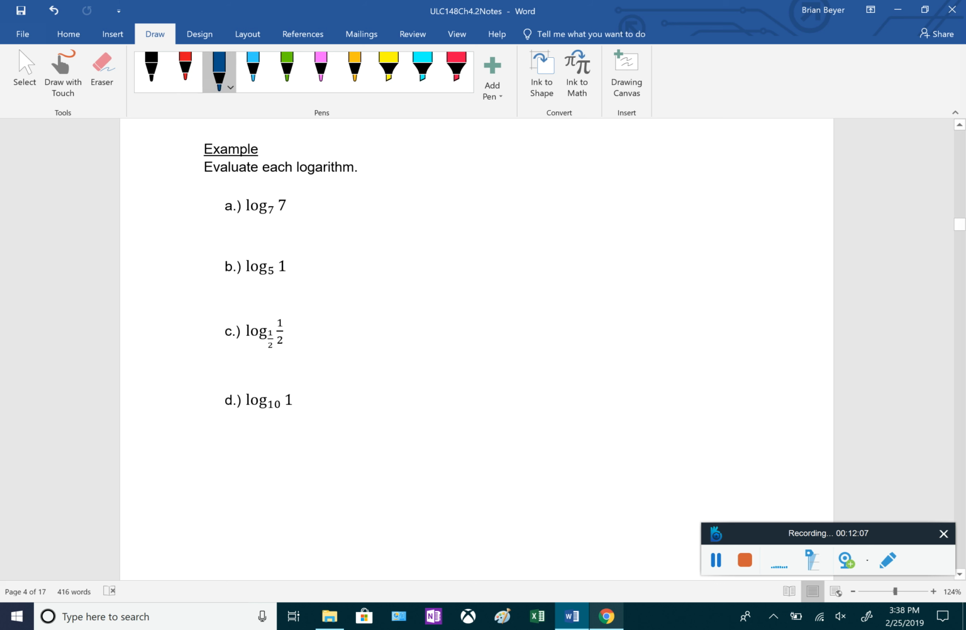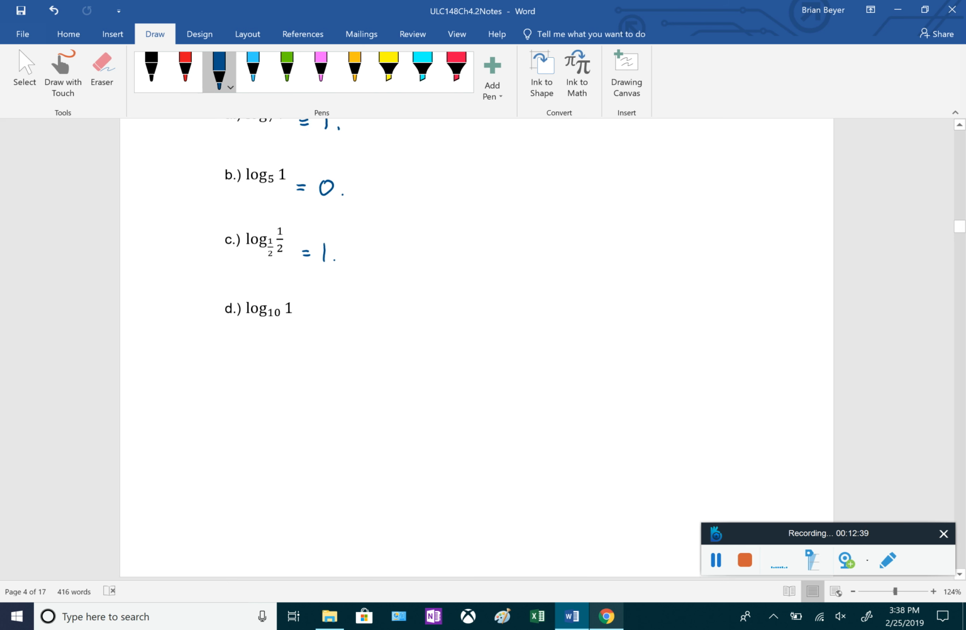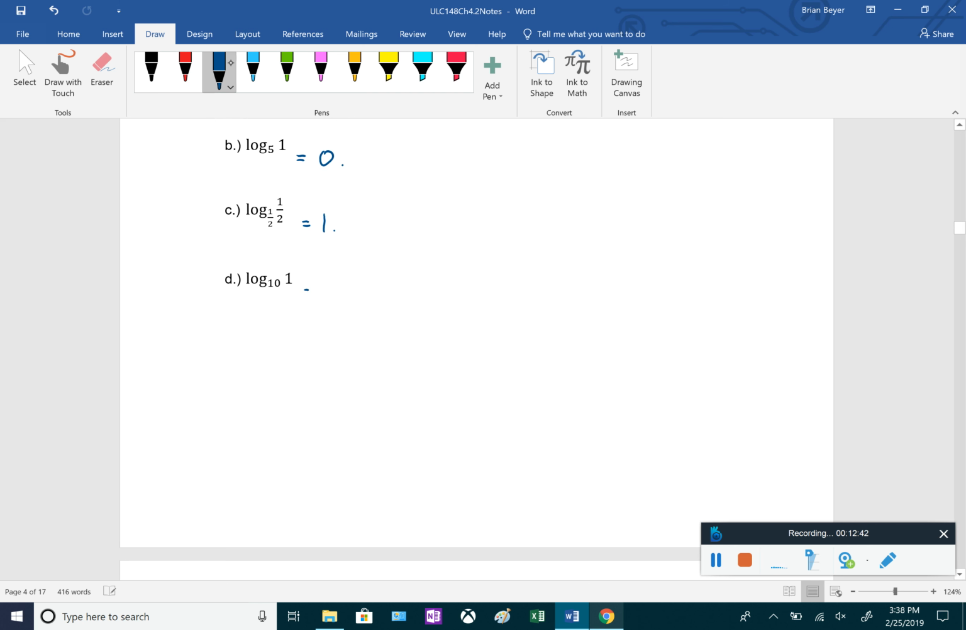If we have log base 7 of 7, so the base and the input are the same, that's going to equal 1. Next one, log base 5 of 1. Log base anything of 1 equals 0. For the next one, log base 1/2 of 1/2. This is maybe the first time that we have a fraction as the base, which is okay. Log base 1/2 of 1/2 is going to be 1 because it's the same base and the same input. And then log base 10 of 1 equals 0 because log base anything of 1 equals 0. Okay, so easy enough, but just keep those in mind.